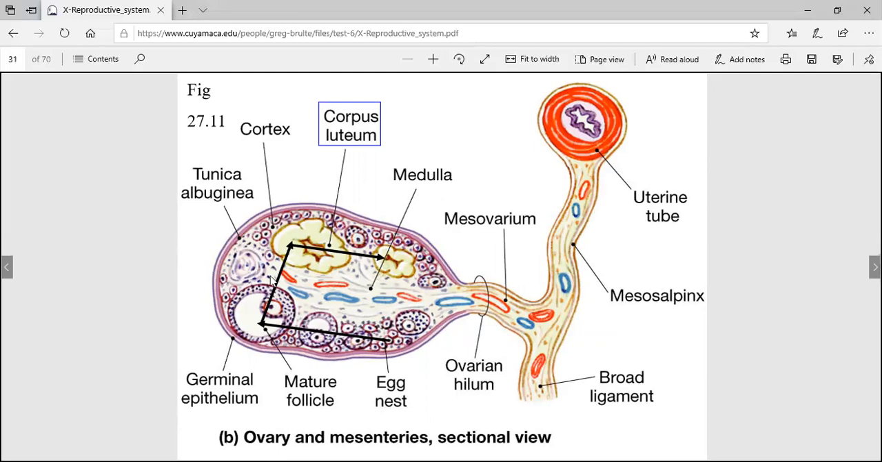It's the exact same drawing, so hopefully it makes a little more sense now. Okay.